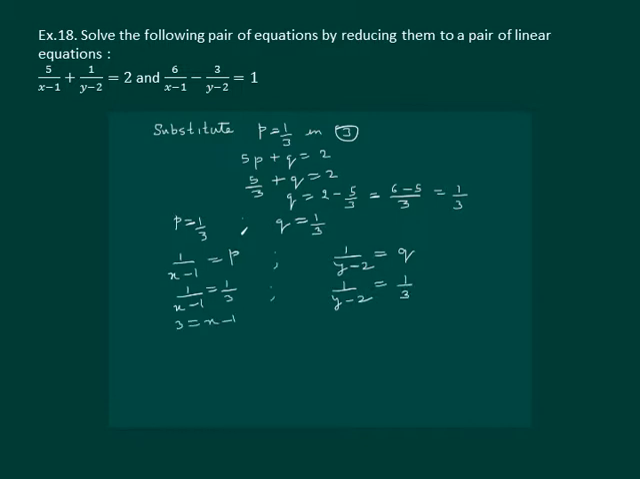Cross multiply, we get 3 equal to x minus 1, or 3 plus 1 equal to x. We get x equal to 4. Similarly, cross multiply, 3 equal to y minus 2, or 3 plus 2 equal to y, that is y equal to 5. So x equal to 4 and y equal to 5 is the solution of given pair of equation.